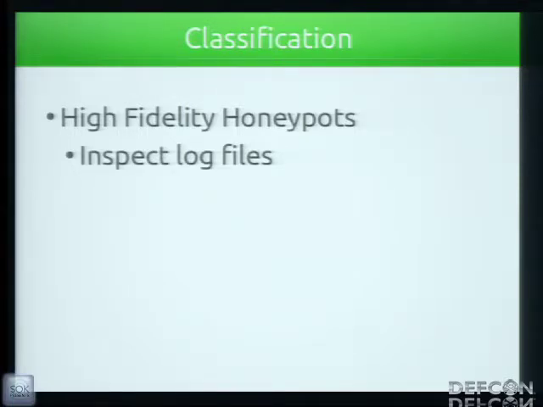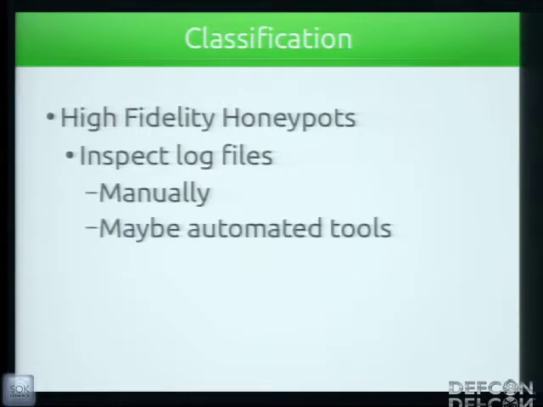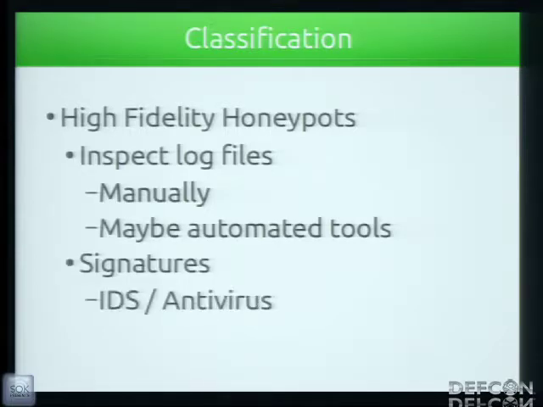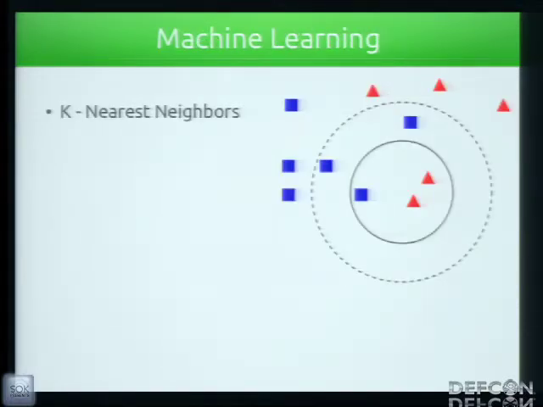Unfortunately, most of the way you do that is by inspecting log files, right? Maybe you've got some auto cron job that tells you if the shadow file changed or something like that. But mostly it's manual, which is really unfortunate. Sometimes there are automated tools, but not any general purpose automated tools. And signatures like IDS or antivirus mostly fail for the reasons that I talked about before. So we don't want to do that. We want automated learning, automated detection, machine learning.